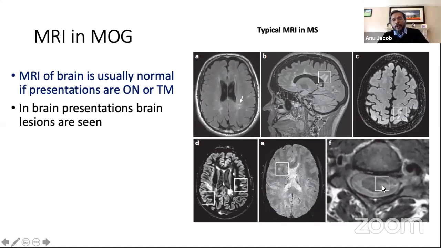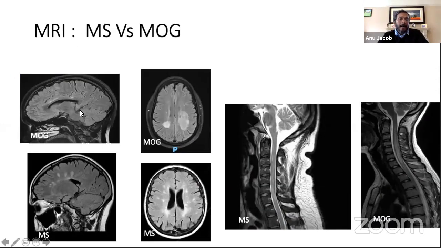And obviously the short peripheral lesions in the spinal cord. Let's look at some of these. Let's look at some MOG versus MS to get our eye in. So this is an MS lesion, periventricular lesions, Dawson's fingers like, and this is a MOG lesion.